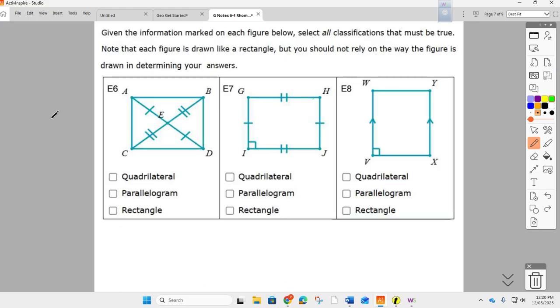All right. Given the information marked, let's indicate which of these things is true. It could be one or some. It could be 1, 2, or all. What do you think? Let's look at the first one. Is this a quadrilateral? There's only one requirement for a quadrilateral. What does quad stand for? Four. Four sides. Quad, four, lateral is side. This one is a quadrilateral. It has four sides. They're all quadrilaterals, right? They all have four sides.